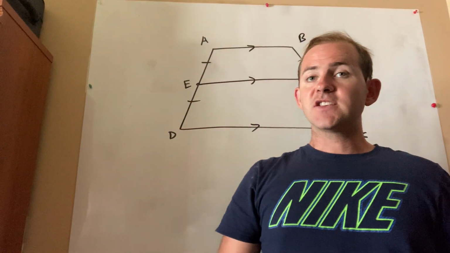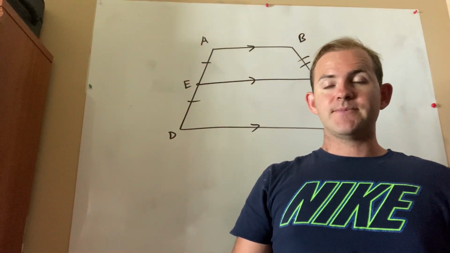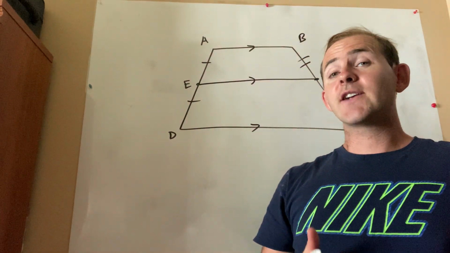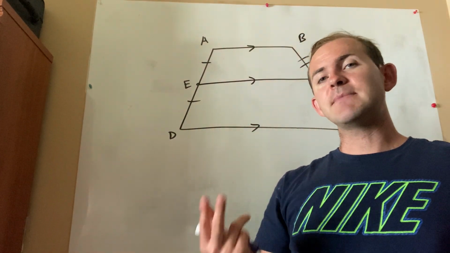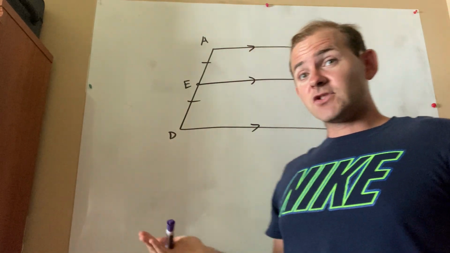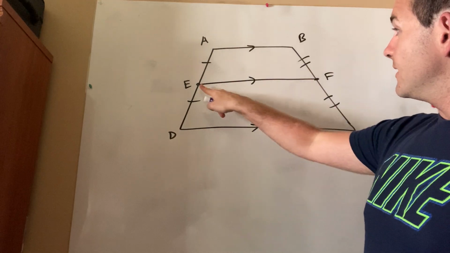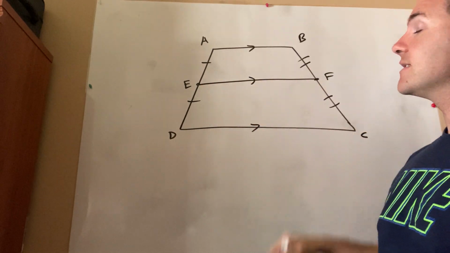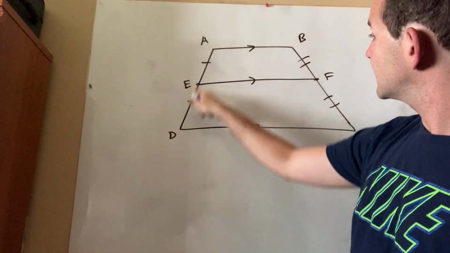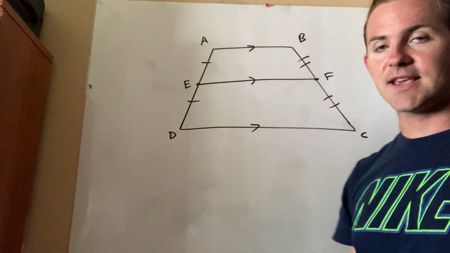The topic for today is something called the mid-segment of a trapezoid. Recall that way back in Unit 5 we learned about the triangle mid-segment theorem, right? We said that a mid-segment was something that connected the midpoints of the sides. The mid-segment of a trapezoid does the same thing. This right here, segment EF, is actually a mid-segment because it connects the midpoints of side AD and side BC.